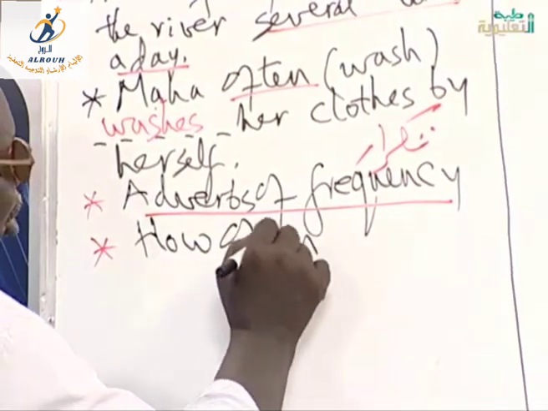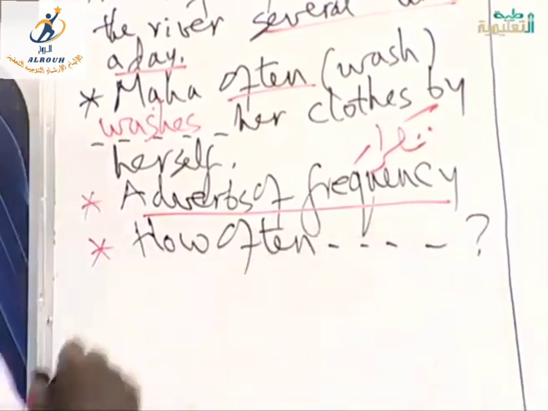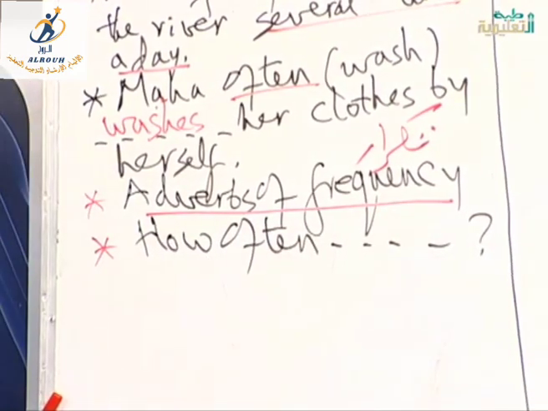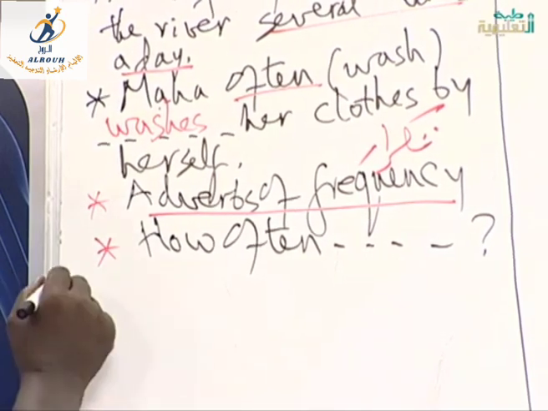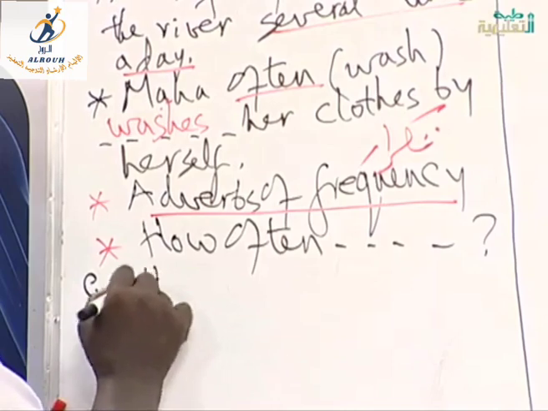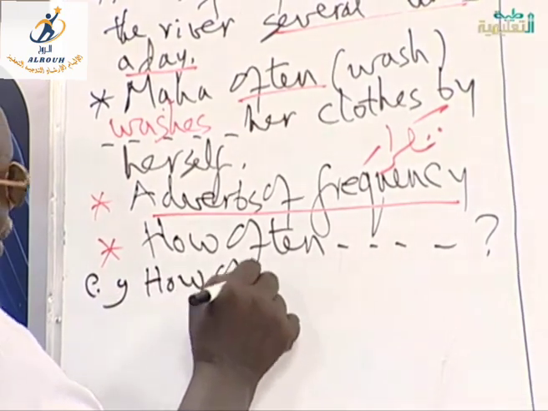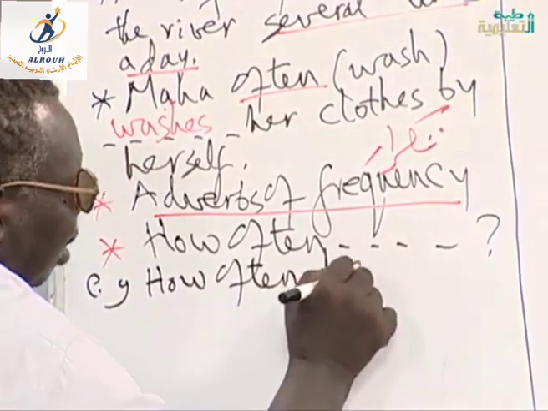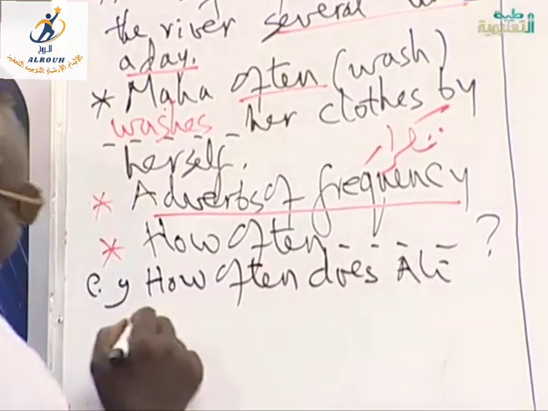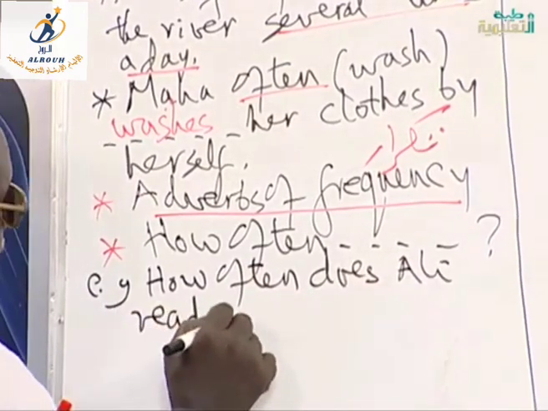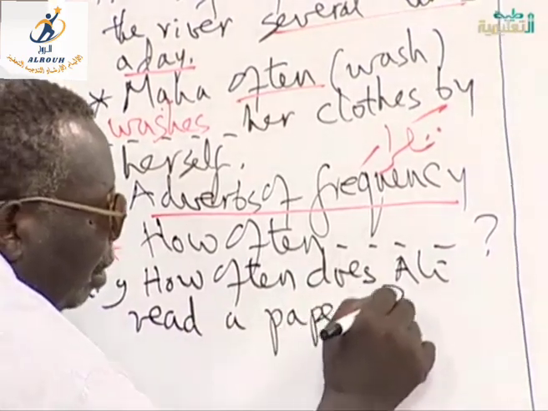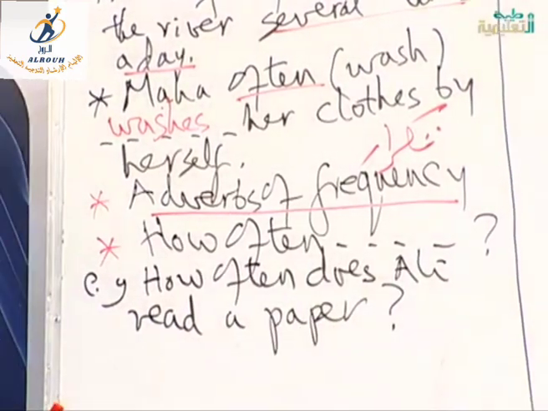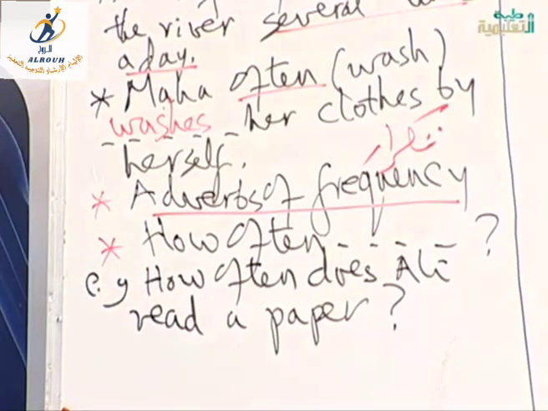How often, dots. So I can say to you, how often do you come to school? Yes? How often does Ali read a paper? Let me write examples so that it can be clear. How often does Ali read a paper? A paper here means, in Arabic we say صحيفة. Yes, newspaper. So this is a question which needs an answer.